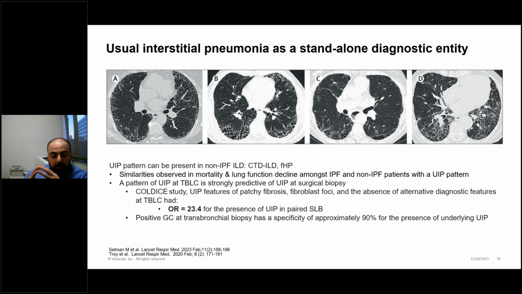Also, based on the recent COLDICE trial, they found that on a cryobiopsy, if there are features suggesting a UIP pattern, the odds ratio of having a UIP pattern as compared to surgical lung biopsy is 23.4. And a positive genomic classifier on transbronchial biopsy has a specificity of 90% for the presence of a UIP pattern. So a cryobiopsy and a genomic classifier should be regarded as complementing each other: when the cryobiopsy cannot give you a definite answer, a genomic classifier can complement it, and hopefully we will be able to label a patient as a UIP pattern, start treatment early, and prevent progression.